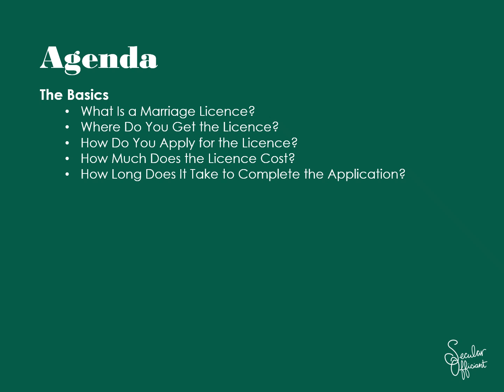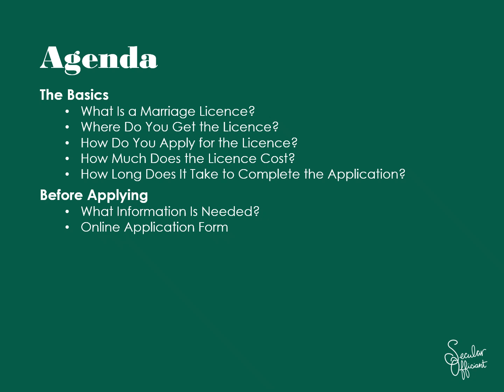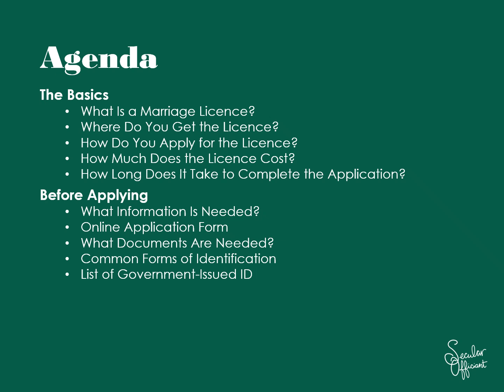The second topic is before applying. This is where some questions about the license application are answered. Questions include: what information is needed? This is followed by a screenshot of the online application form. The other question that is answered is: what documents are needed? This section also highlights common forms of identification for you to include in your application, a list of government-issued identification approved by ServiceOntario, a list of supporting documents that certain applicants will be required to bring, and important notes for you to be aware of.